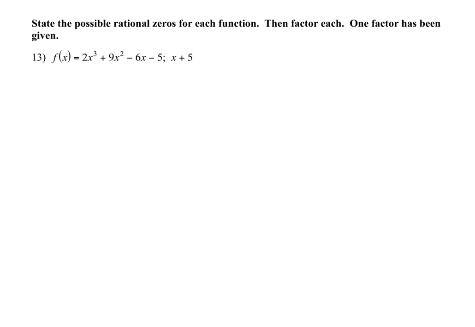All right, page 3 asks for a couple of things here. It says state the possible rational zeros, then factor each. One factor has been given, okay? So the possible zeros, well, that is what each of my factors equals 0 at. It's where I cross the x-axis, all right? And so the possible zeros are based on the last number and the first number, okay?